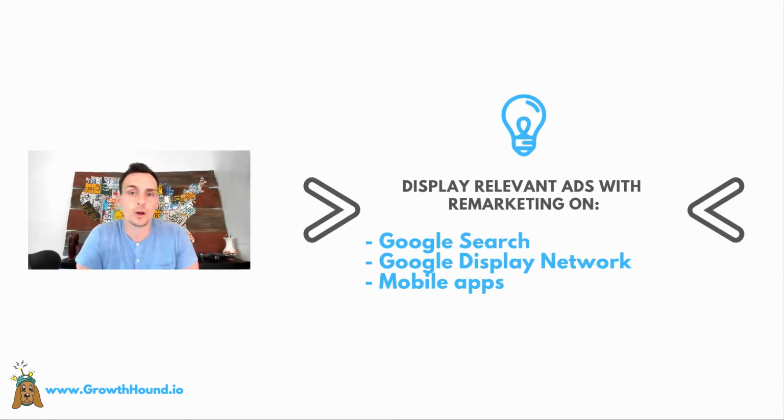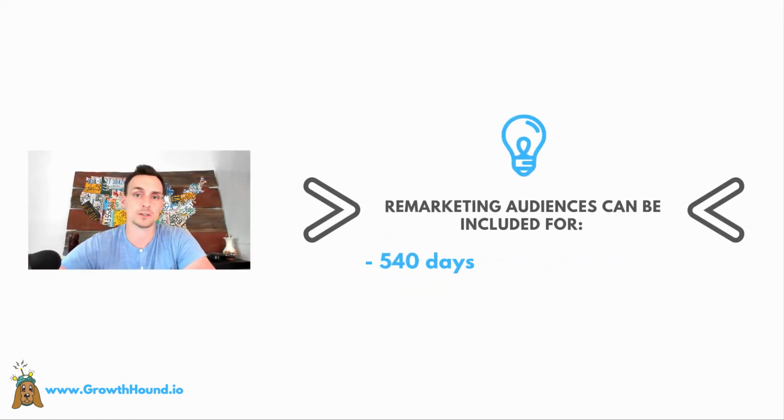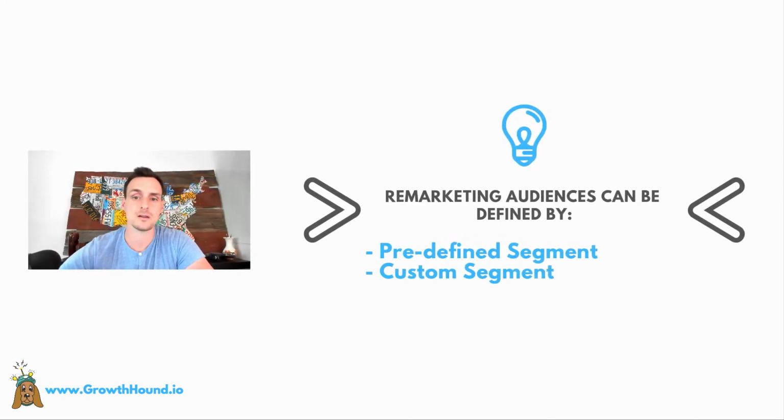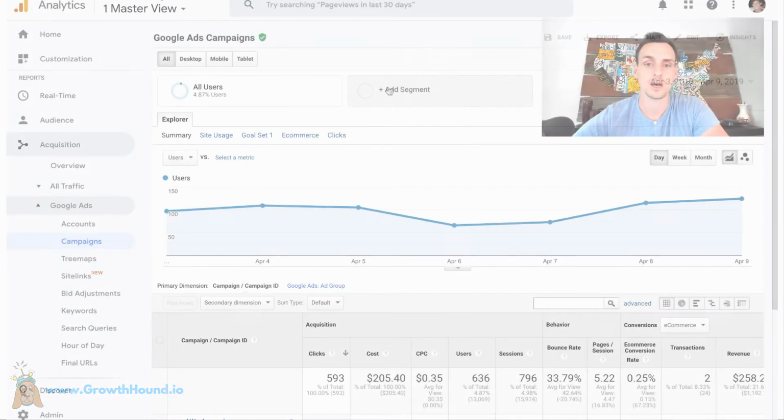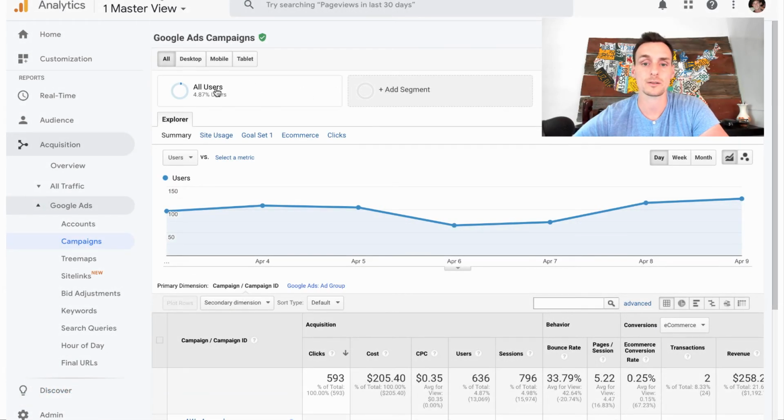You can enable your remarketing efforts on Google using the Google Search, Google Display Network, or even in mobile applications. Just how long can you remarket to someone? Google Analytics allows you to remarket to someone for 540 days before they stop their remarketing efforts. It's important to note that this isn't the remarketing place that would be in the Google Ads application, but as far as segments are concerned, you can remarket audiences based on segment.